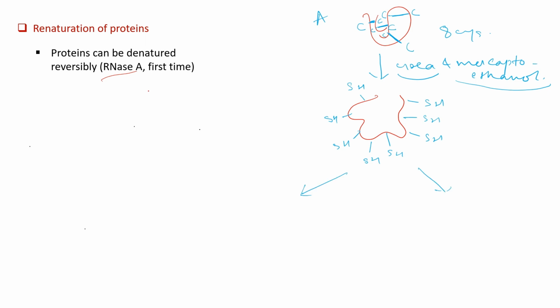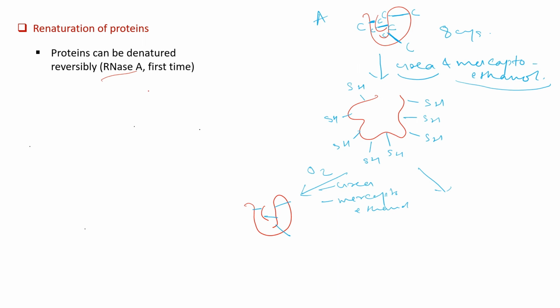Now, suppose in an oxidized environment, we removed urea and mercaptoethanol. We found that the protein got folded exactly in its native conformation. In an oxidized environment, when we removed the mercaptoethanol, which is a reductant, and urea, then we found that the protein got folded exactly the way it was earlier, before the use of these denaturants. What else can we do?